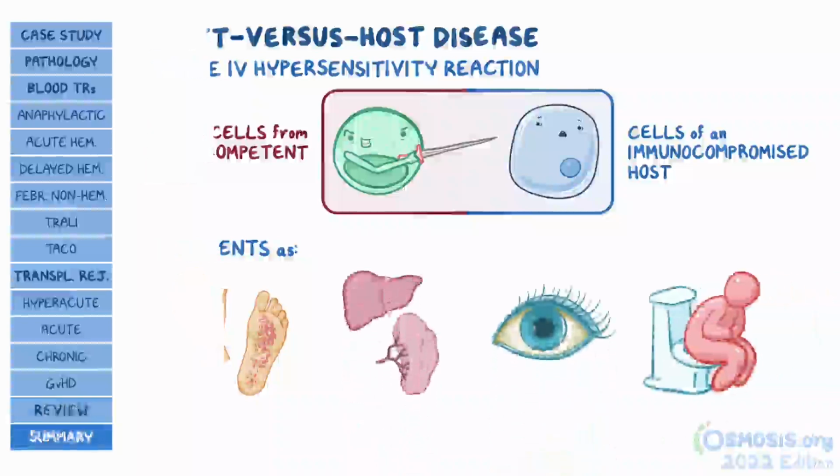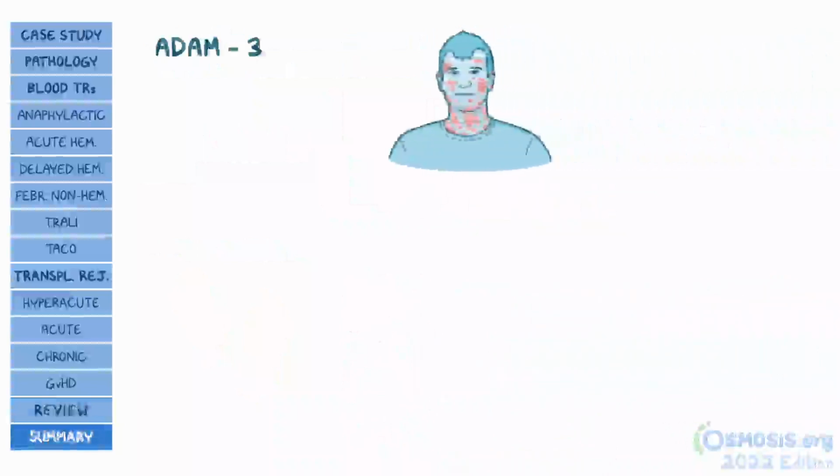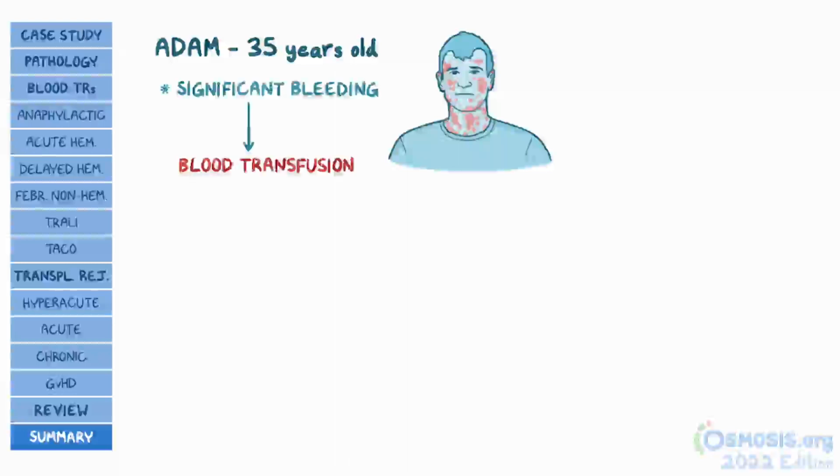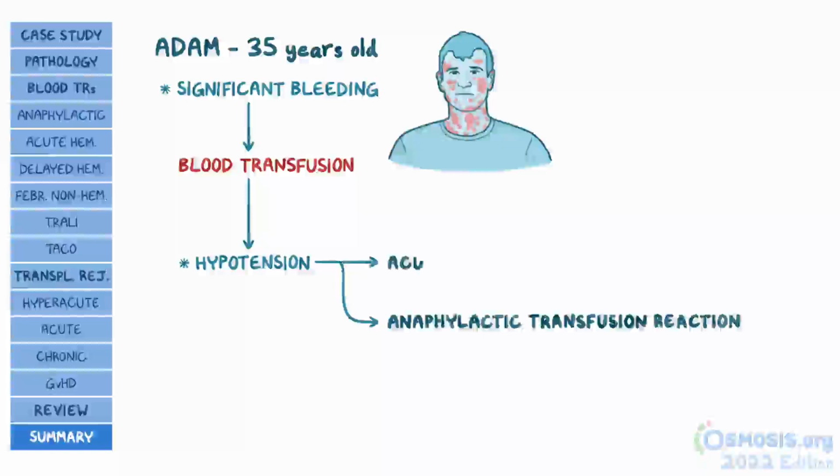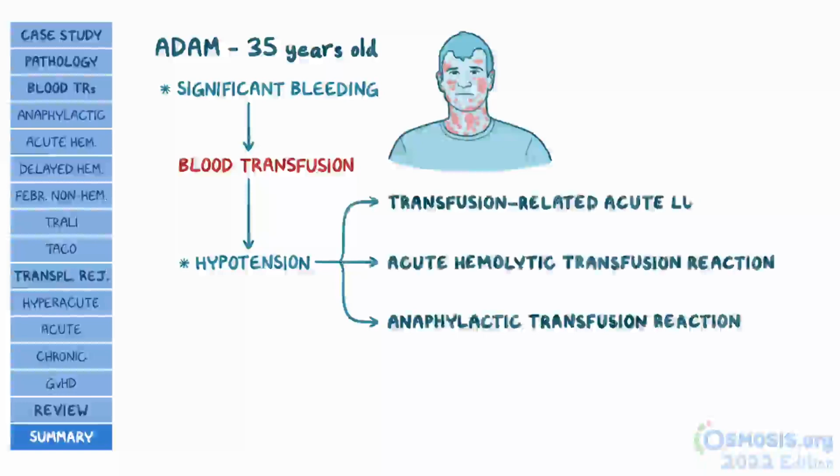Okay, back to our cases. Adam is a 35-year-old man who was involved in a motor vehicle crash and has significant bleeding from his thigh, and thus got a blood transfusion. Soon, he develops hypotension, which should make you think of anaphylactic transfusion reaction, acute hemolytic transfusion reaction, and transfusion-related acute lung injury. And the fact that he developed it just 5 minutes from starting the transfusion should help you rule out transfusion-related acute lung injury.